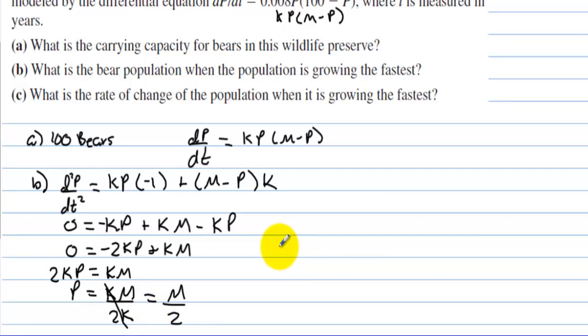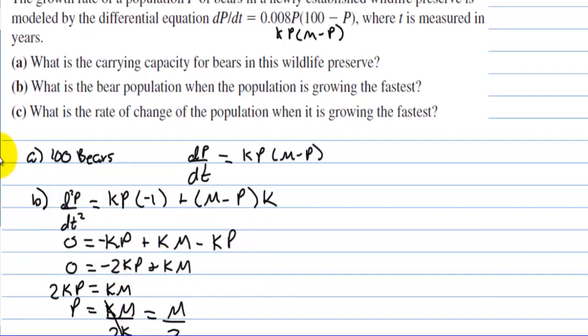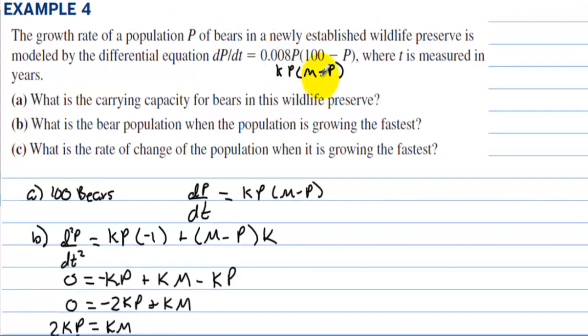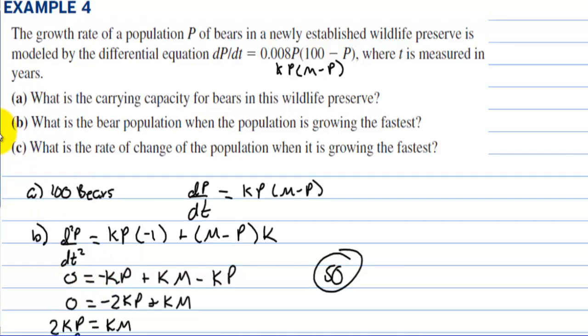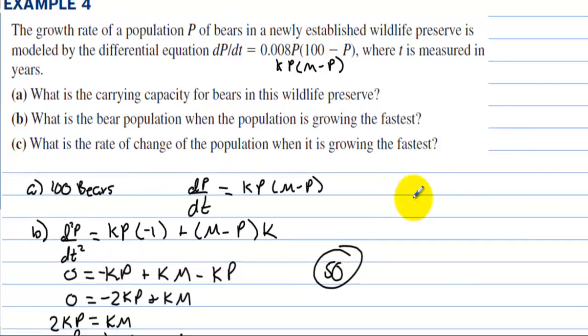So the answer to letter B, you don't have to go through this whole process to answer this question. When it says, when is the rate increasing the fastest, all you've got to do is take half of that number right there. So the answer to letter B is 50, but I wanted to see how you can get to that half of the maximum carrying capacity.